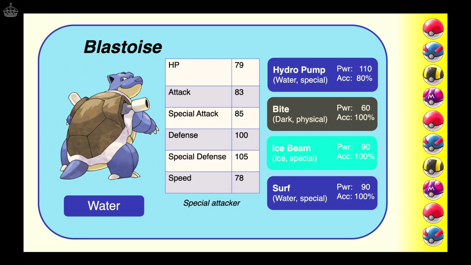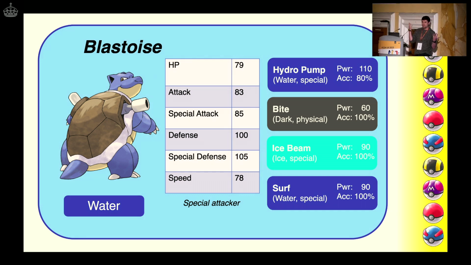As I said before, each species of Pokemon can learn a subset of around 68 different attacks, but each individual Pokemon will only have learned 4. These 4 attacks: Hydro Pump, Bite, Ice Beam, and Surf. Each move has power and accuracy that will determine how much expected damage there is. Each move has a type that will determine which Pokemon it is strong or weak against. And they're also either special or physical, and that determines which of the properties, the stats, is used in damage calculation.